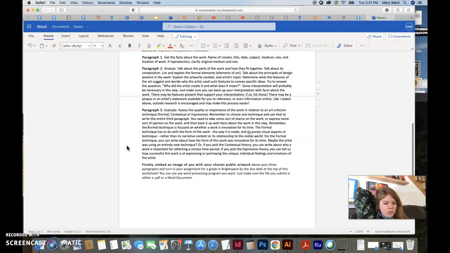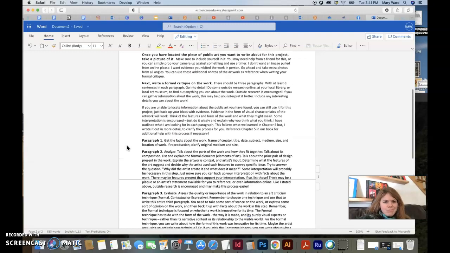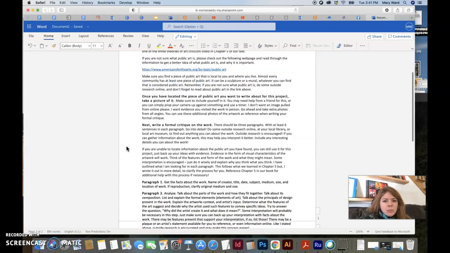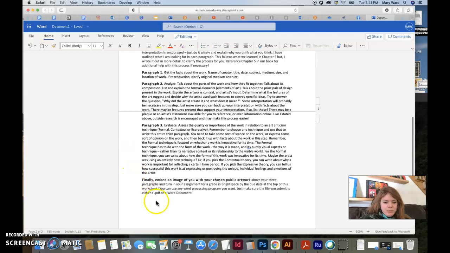So finally, just make sure you embed the image of you with your chosen public artwork above your 3 paragraphs, and turn in your assignment for a grade in Brightspace by the due date at the top of this worksheet, which is Sunday, April 4th, before 11:30 p.m. And finally, embed an image of you with your, oh, sorry, I already said that.